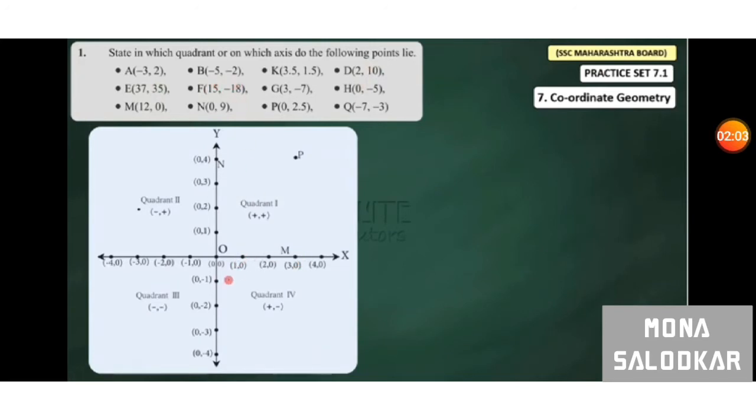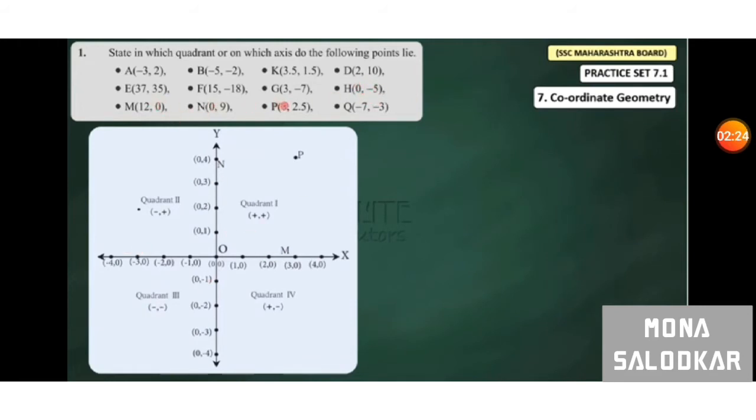Now see the next 2 points, 37 and 35, they also lie in the first quadrant. Then plus minus means fourth quadrant. Then next point is H, which is 0 and minus 5. X is 0, so it lies on the y-axis.